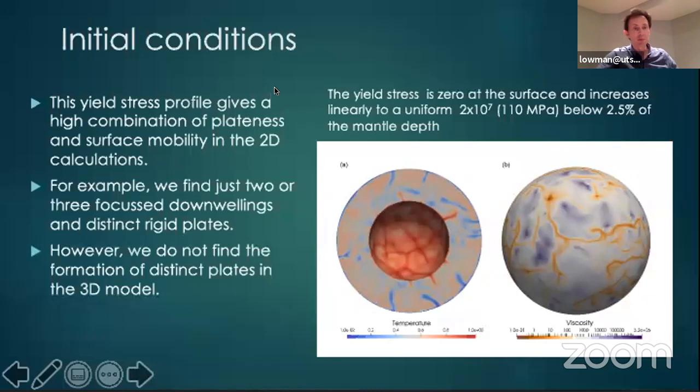The yield stress profile gives a high combination of plateness and surface mobility in the 2D calculations. However, as you can see here, in the 2D we find 2 or 3 focused downwellings and distinct rigid plates. But in the 3D, we do not find distinct rigid plates, as shown in the viscosity field.